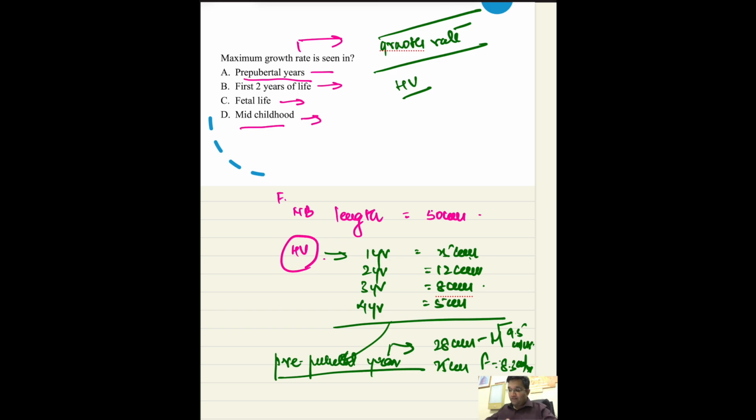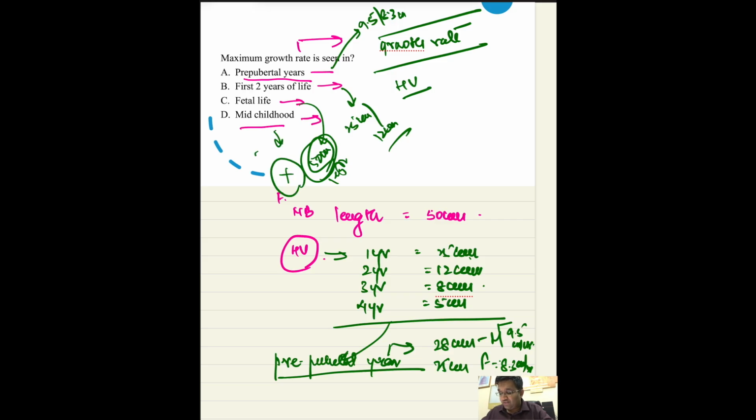So we have the answer. Pre-pubertal years for male it is 9.5 and 8.3 centimeter. First 2 years of life it is 25 centimeter followed by 12 centimeter. Fetal life it is 50 centimeter length total, so it is not the height velocity. Mid childhood it is 5 centimeter per year. So the answer here is clearly first 2 years of life.